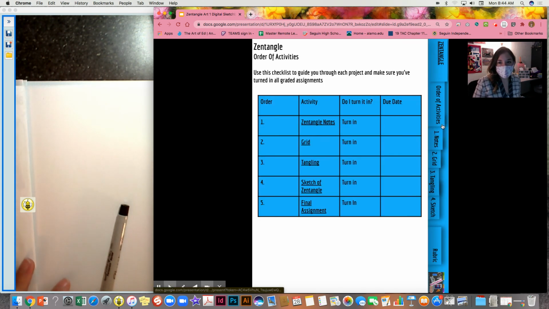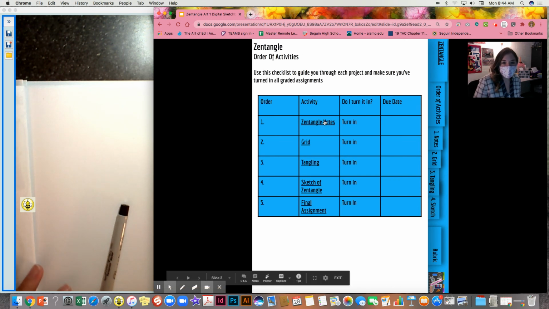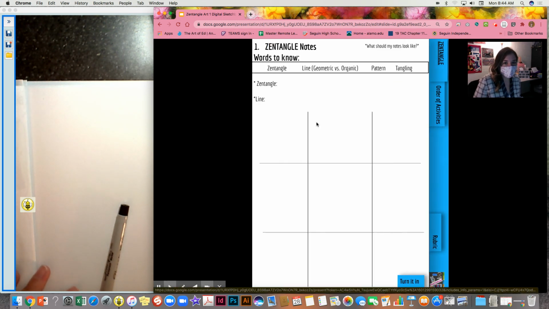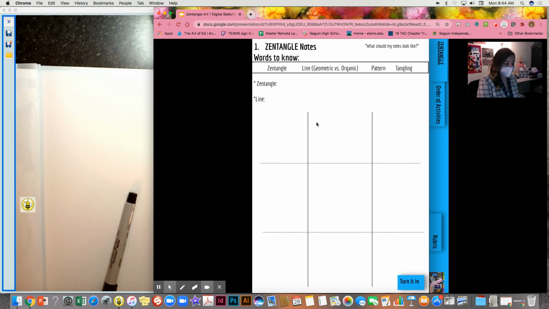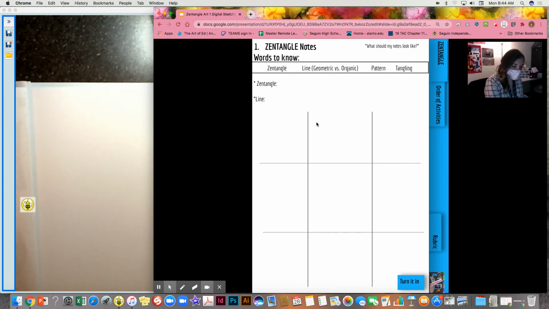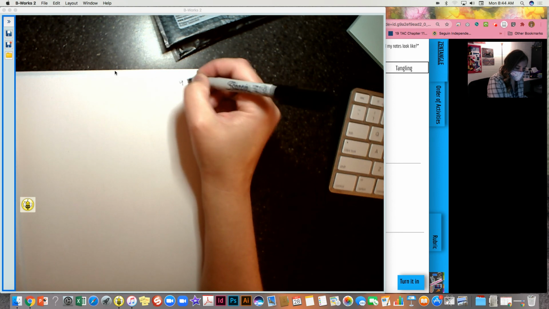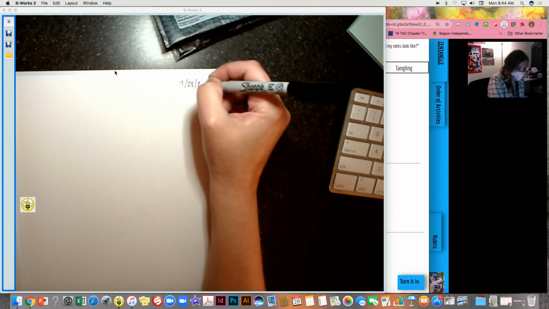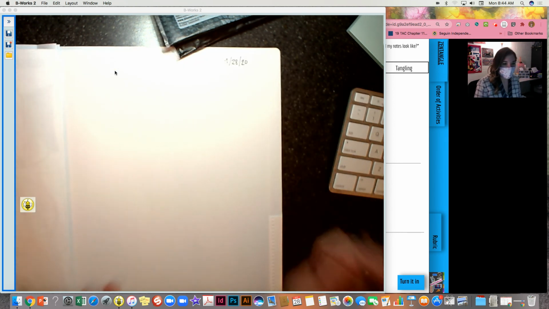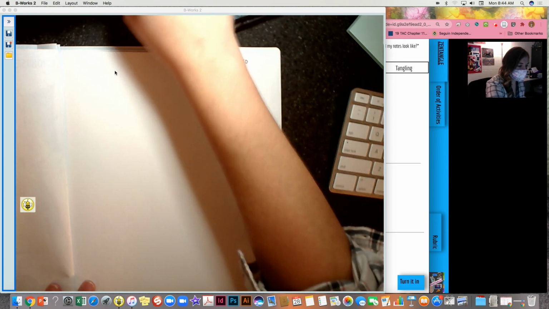So if we look under order of activities, the first thing that we're going to do today is the Zentangle Notes. Okay, and we're going to draw this whole situation in our sketchbook. So the first thing that I want you to do is at the top of the page, I want you to put the date. Today is the 28th of September, so 9/28/20.